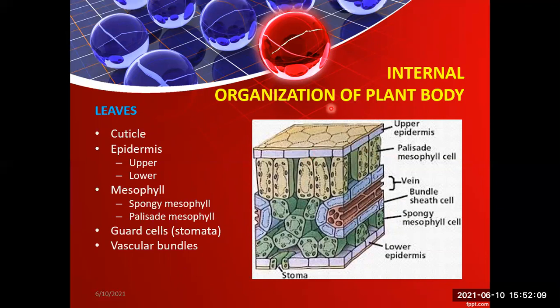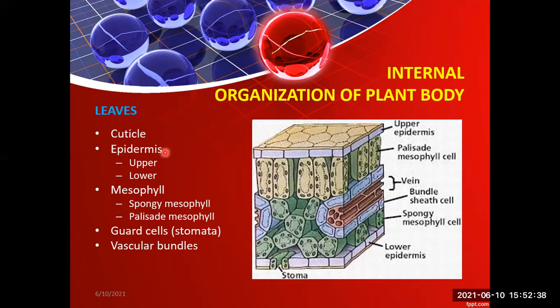This is the internal structure of the leaf. This is the upper epidermis. This is the palisade tissue, with elongated cells that have rounded structures known as chlorophyll. The vein contains xylem and phloem. Then there are the bundle sheath extension, the spongy mesophyll, and the lower epidermis. The lower epidermis has many more stomata.